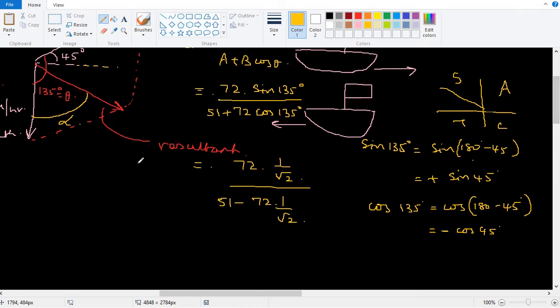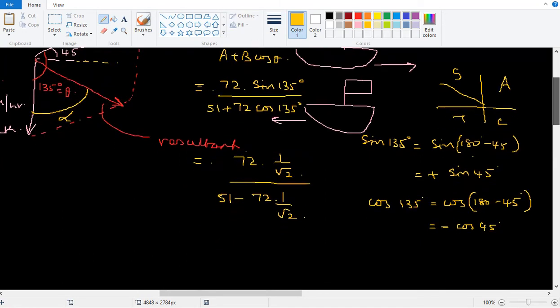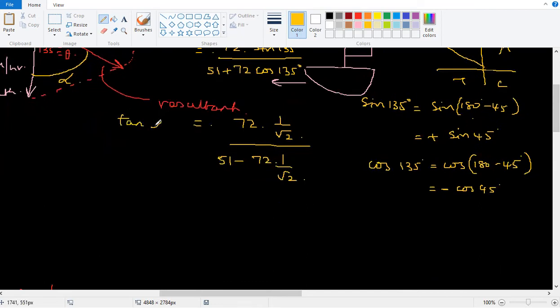Simplify this and find it. Remember, this side is not theta, it's tan alpha. So this will be 51 by 72... 72 by 51 root 2 minus 72. Is this correct? Root 2 I can cross multiply here. Root 2 will cancel. So 72 over 51 root 2 minus 72. Do that and you'll get the answer. Okay.